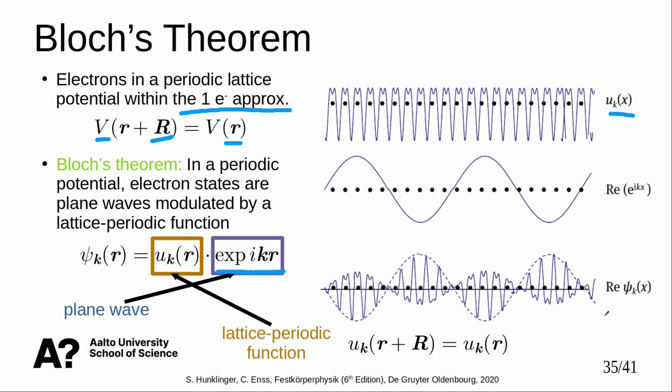So what does it mean then for our wave function? Our wave function here is basically an overlap. The real part of our wave function is an overlap of the periodic potential, the one-electron potential, and the plane wave, right? And then it oscillates up and down.